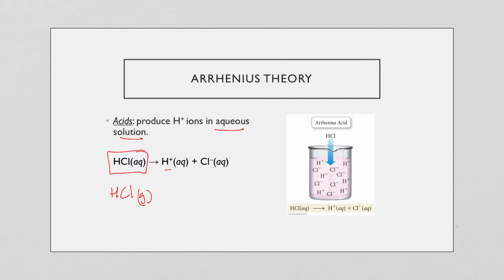So if I dissolve HCl in water, I generate a bunch of H+ ions, and of course I have to generate a negative ion as well. So if we generate positive ions, we have to have a negative ion to balance it out. So acids produce H+ ions in aqueous solutions.